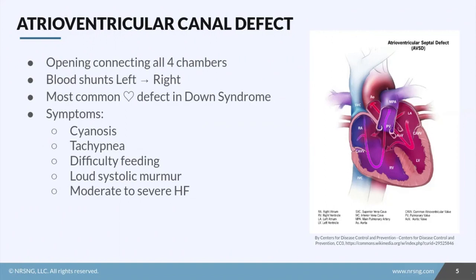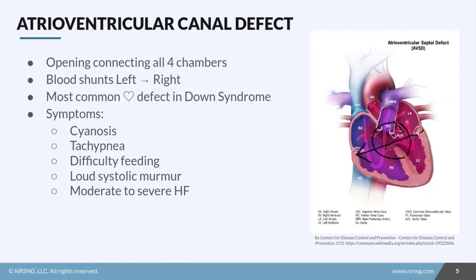Atrioventricular canal defect is a much larger defect than the others that we've just talked about. It's actually an opening between all 4 chambers of the heart. So the right atrium and the right ventricle are open to the left atrium and the left ventricle. And again, same principles apply. Blood is going to shunt from left to right. And so that same blood is being recirculated through the lungs twice, increasing that pulmonary blood flow.